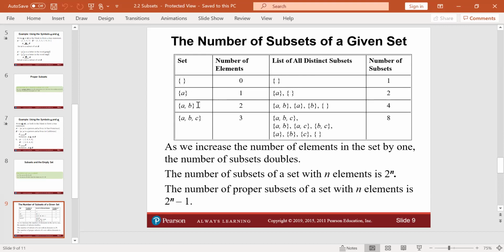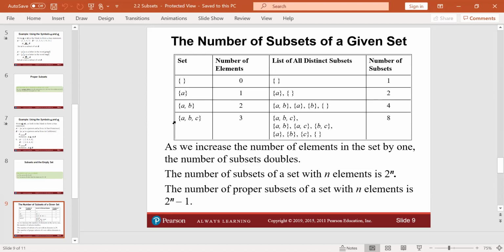Go down the line, start with a set that has 2 elements in it, A, B. It's got 2 elements. There are 4 possible subsets. The original AB set itself, the set containing just the letter A, that's clearly a subset of AB. The set containing just B, that's clearly a subset of AB. And then the empty set by default. And now you have 4 possible sets.